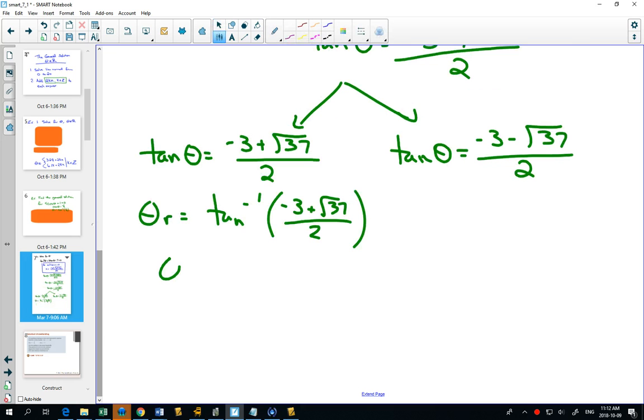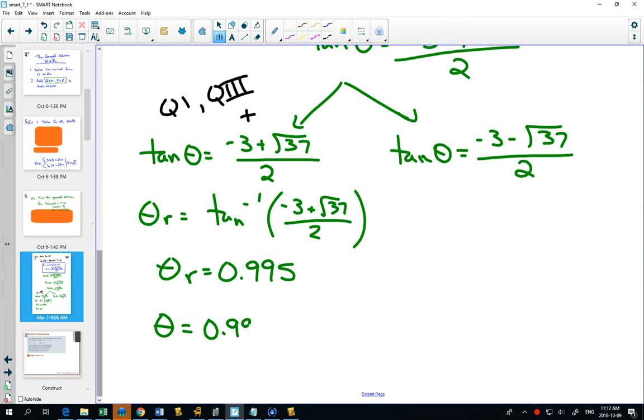So when I write this out on this side, it will be 0.995. Because this is positive, I would be looking in quadrant 1 for tan and quadrant 3 for tan. Does that make sense? So my actual answers on this side will be theta is equal to 0.995, comma, that'll be my one answer.